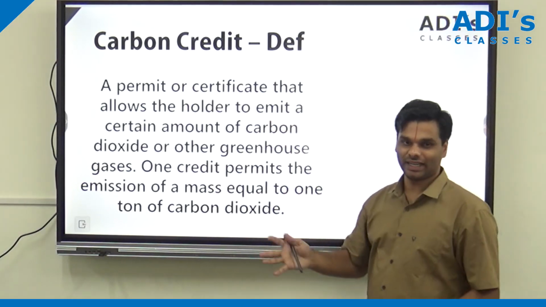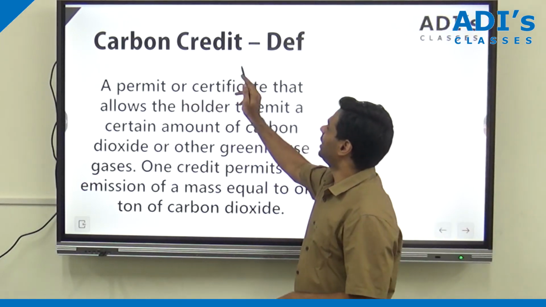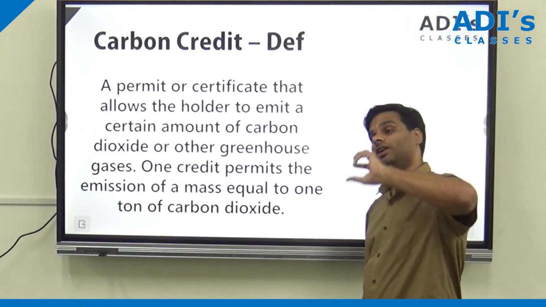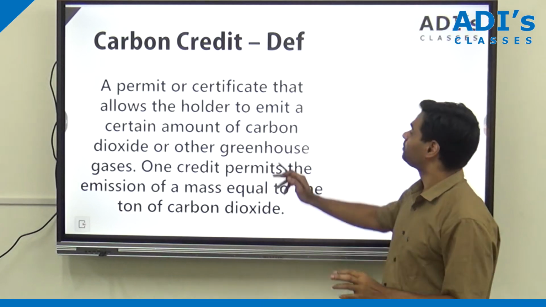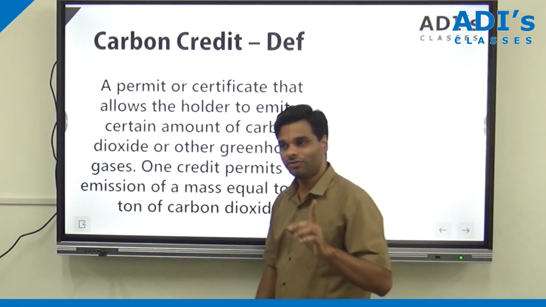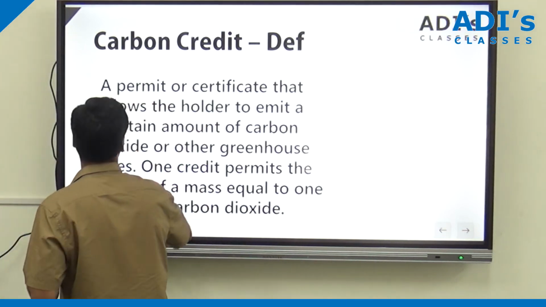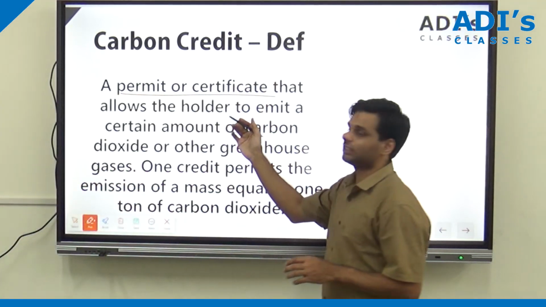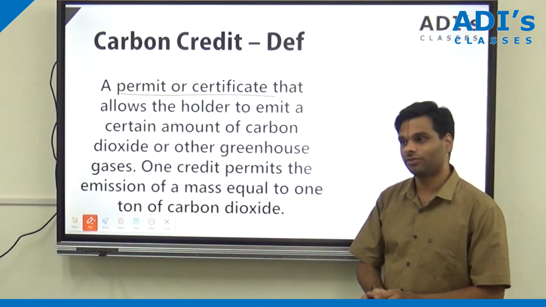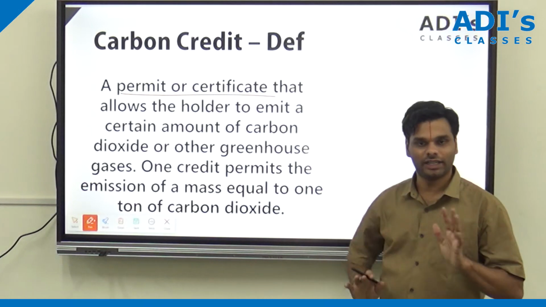So when you say carbon credit, you think of currency notes. The carbon credit is a permit or certificate that allows the holder to emit a certain amount of carbon dioxide into the atmosphere. One credit permits the emission of a mass equal to 1 ton of carbon dioxide. Understood, no? I'll just repeat this. The important part of the definition is, it is a permit or certificate that allows the holder of the carbon credit to release 1 ton of carbon dioxide into the atmosphere.